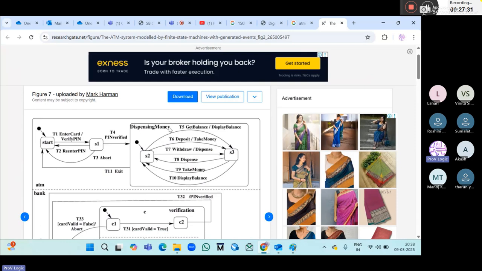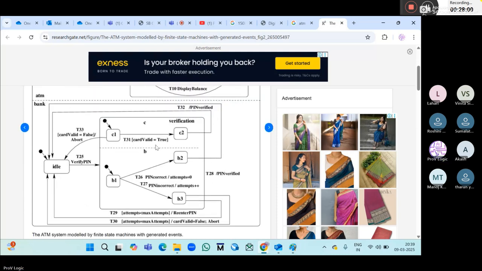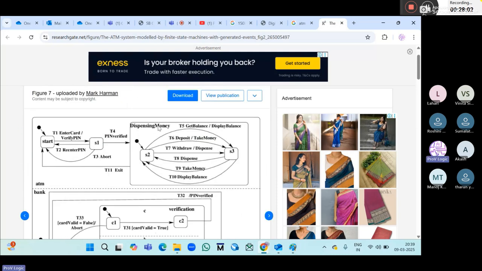dispensing the amount. So T5 and the rest are all substates. T1, T2 are also substates where we have multiple options. T5 means get balance or display balance. T6 is deposit or take money. T7 is withdraw or dispense. T8, T9 take money. T10 displays balance. Within the states we'll have those. And the same here, this is for the ATM machine.